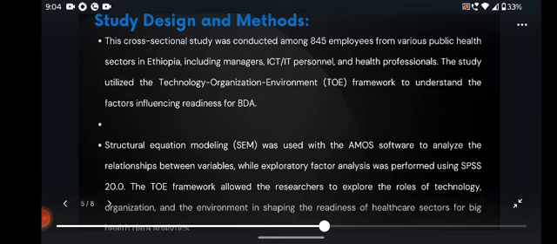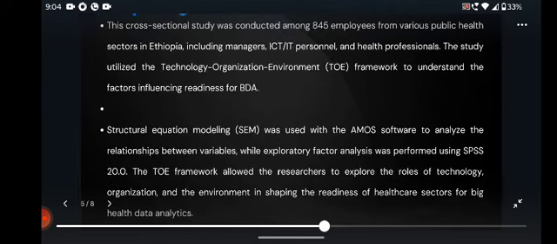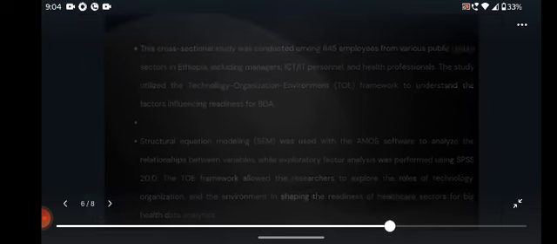The TOE framework allowed the researchers to explore the roles of technology, organization, and the environment in shaping the readiness of healthcare sectors for big health data analytics.